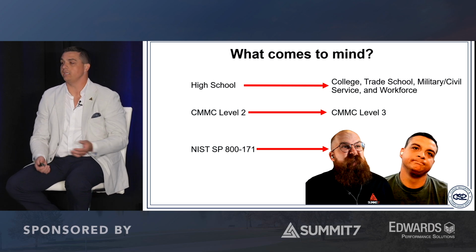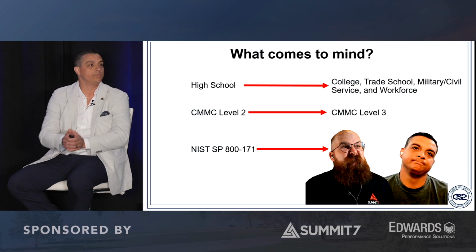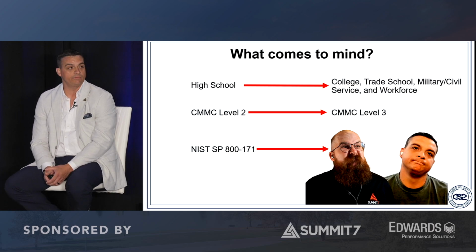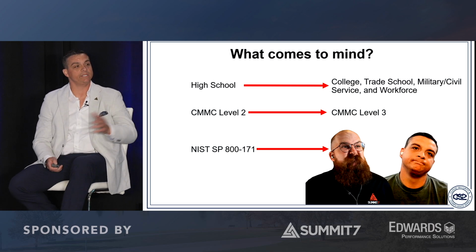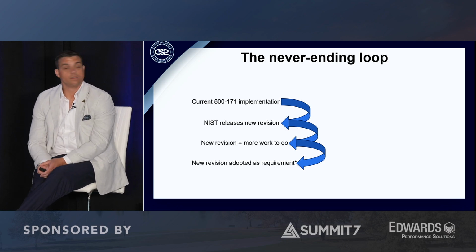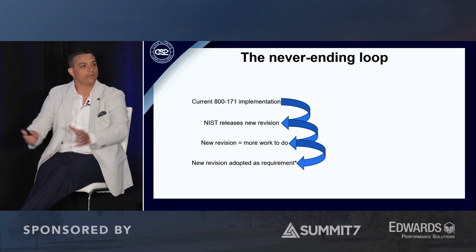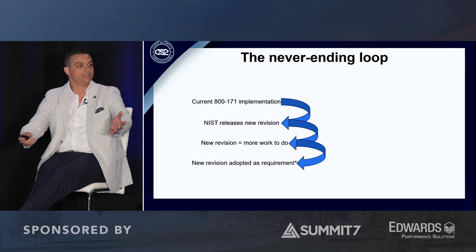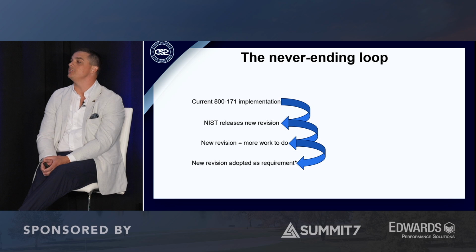We think automatically, because 172 is attached to CMMC level 3, that we need to complete our 800-171 implementations before we even start diving into 172. But if you look at 172 appropriately, you avoid jumping into this never-ending loop that all of us are stuck in, which is you are in the process of your current 800-171 implementation, right? You're figuring out all the stuff, you're getting it all done, and this is in the process of releasing a new revision. And Jacob just told you that new revision is going to come with extra work. And eventually that new revision is going to be what?